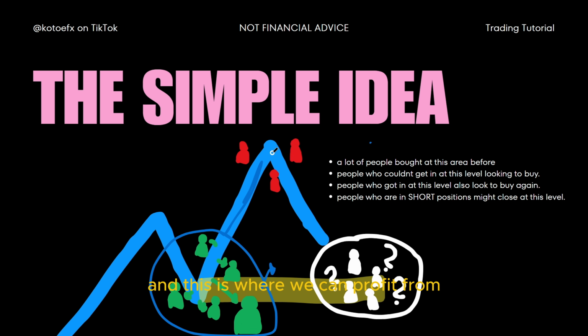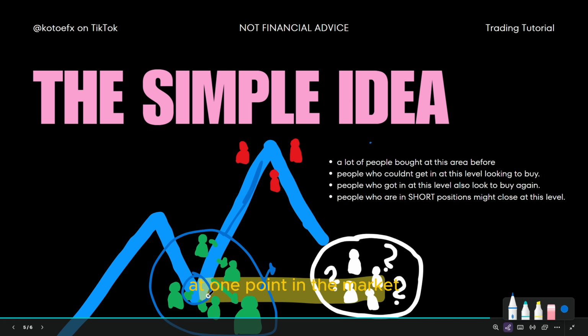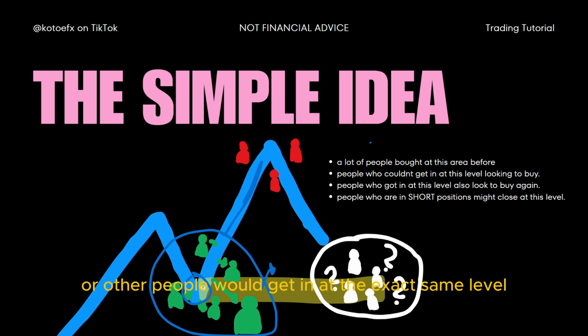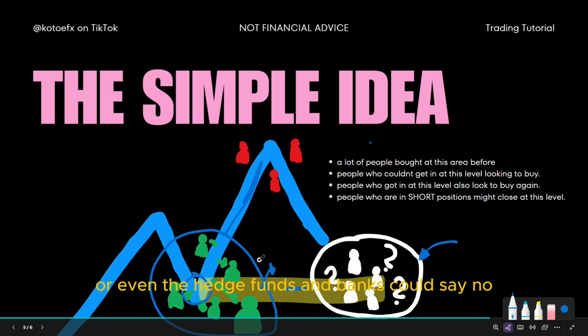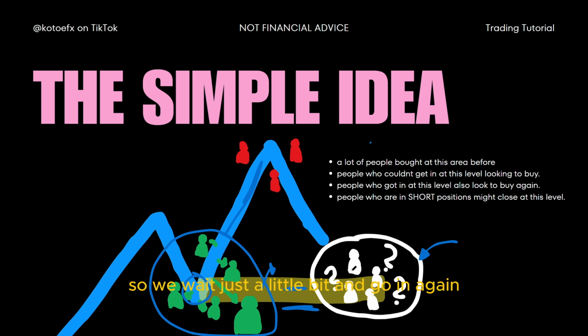And this is where we can profit from, because when a lot of people stepped in at one point in the market, it's most likely that they or other people would get in at the exact same level once the price comes back to it, okay? So as you can see, we have people who couldn't get in at this level looking to buy. People who couldn't get in on this move, obviously they missed out, they are mad, they are frustrated, they want to get in once price comes back into this level. Or even the hedge funds and banks could say, no, we don't want price to go below this level for the current time, we want it to actually go higher, so we wait just a little bit and go in again.